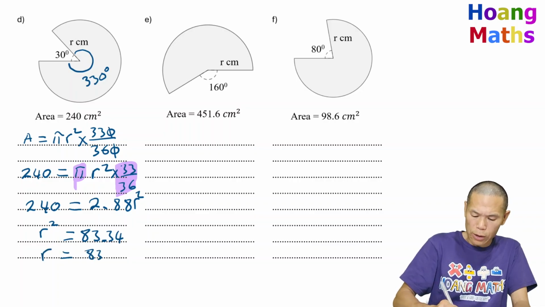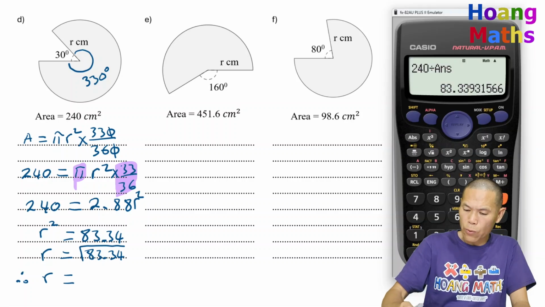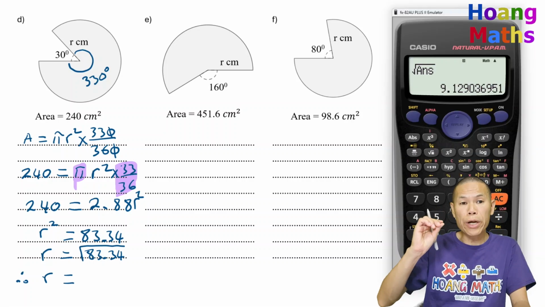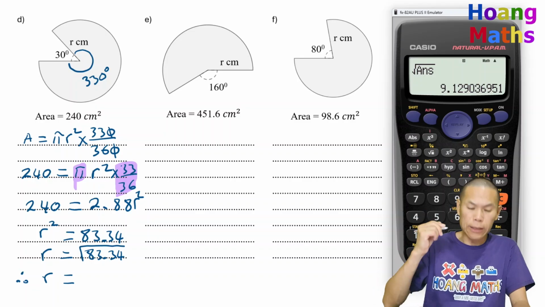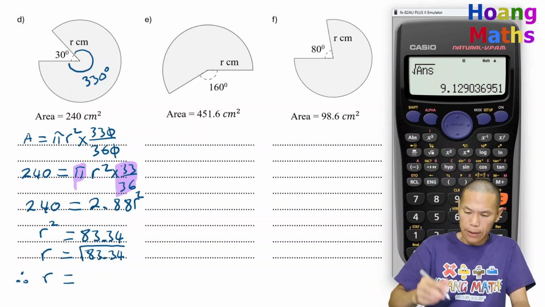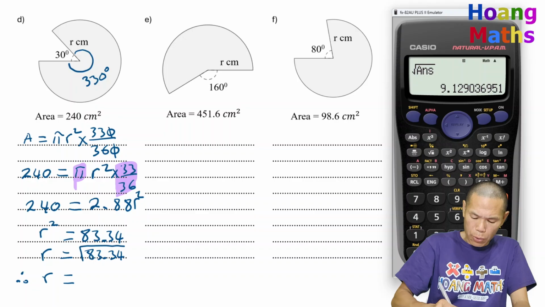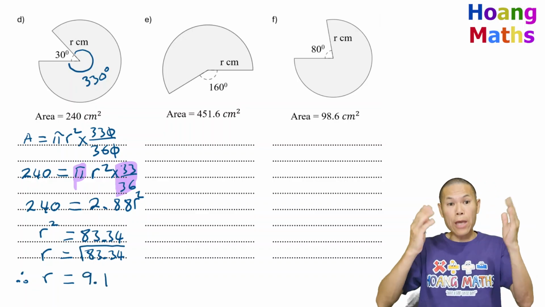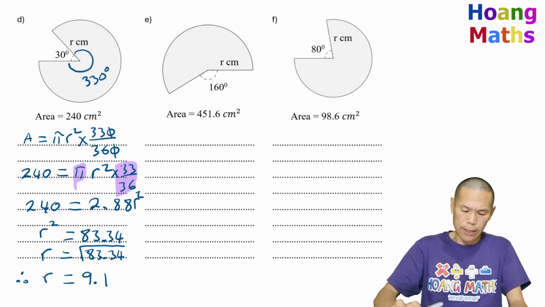So 83.34 square root. So therefore, r is, so we should go square root, the answer. So there you go, 9.1. Okay, that is the value of r, the radius. So 9.1. So there you go. I hope you got it correct.